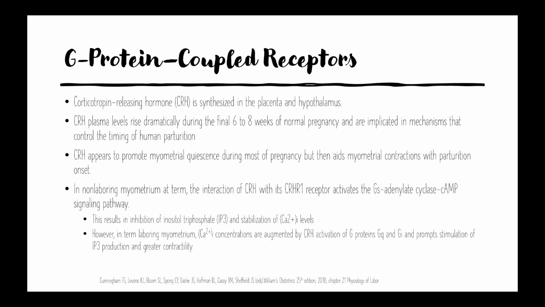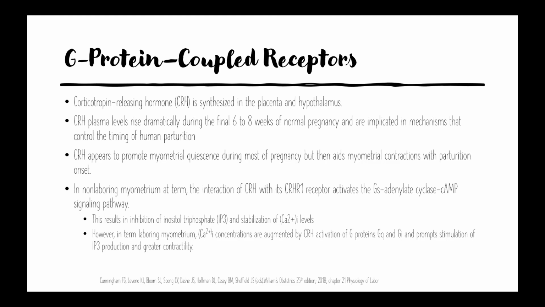Corticotropin-releasing hormone is synthesized in the placenta and hypothalamus, and CRH plasma levels rise dramatically during the final 6 to 8 weeks of normal pregnancy and are implicated in mechanisms that control the timing of parturition. CRH appears to promote myometrial quiescence during most of pregnancy, but then aids myometrial contractions with parturition onset.